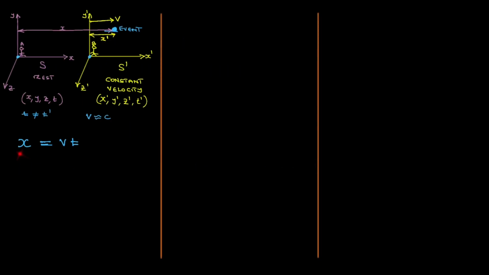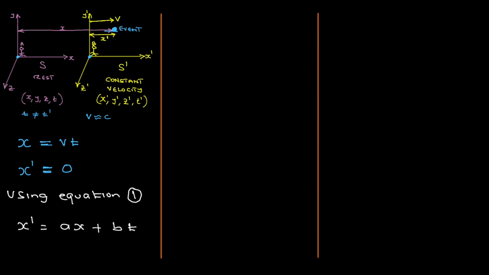So we can start with x equals vt for observer A when S prime moves off with a velocity v. And because we're looking at events taking place in S prime, x prime will be equal to 0. Using equation 1, x prime equals ax plus bt, we substitute x equals vt and x prime equals 0 into equation 1. Therefore 0 equals a vt plus bt.